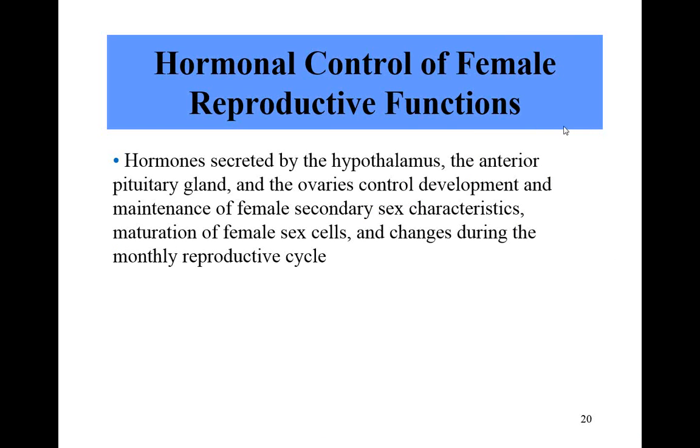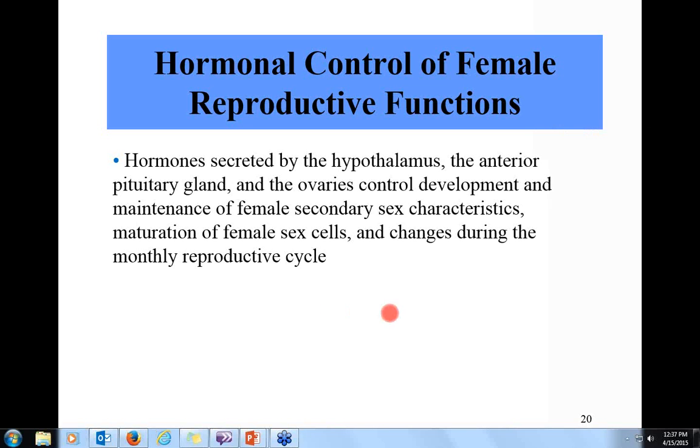Okay, now let's talk about hormonal control. And again, female reproductive hormones begin with the hypothalamus, the anterior pituitary, and of course then we have the ovaries. And these are all responsible for the female sex hormones and the female sexual characteristics.